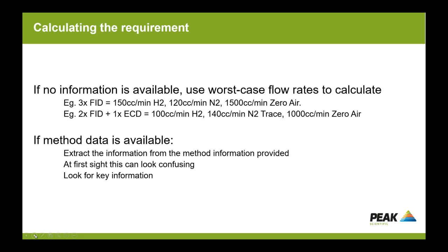However, if we do have method data available, then we can be a bit more precise in the amount of gas that we calculate for our detector supply. And all we need to do is look at the method information either on our computer, or if you have printouts of the method parameters, then you can look into where this is saved and look for the necessary information. Now, if you're not used to looking at method information, it can at first sight look confusing, but the main thing is just to pull out the key information.